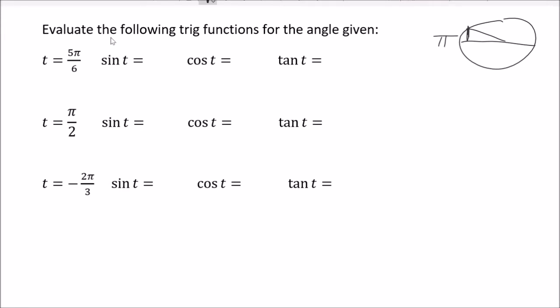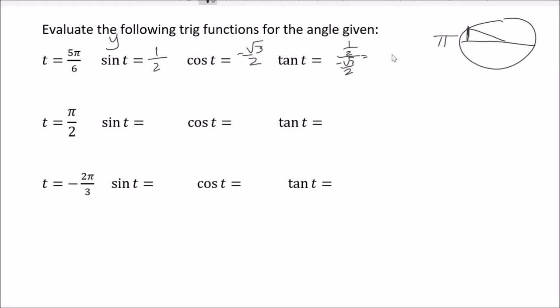Because when they ask for sine, we recognize that's the y value. I can see here the y value is the shorter of the two sides, so sine is 1/2. What about cosine? I can see that's the longer of the two sides, so that's negative root 3 over 2. And then when they ask me for tangent, I remember that's just sine over cosine. So that would be 1/2 over negative root 3 over 2.